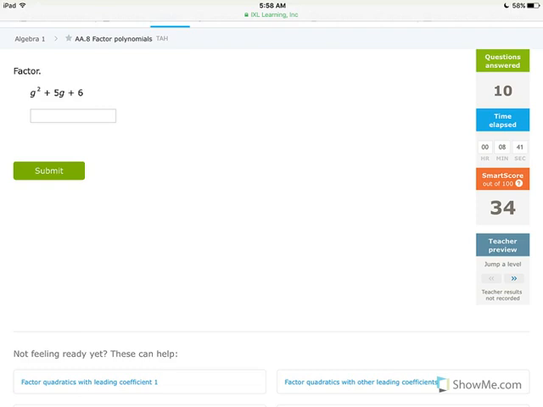And here's our first example. This is one of the earlier ones where we have a lead coefficient that is 1. So we don't have a lead coefficient to worry about. So we know this is going to come from two binomials. To make the g squared, we're going to need a g times a g.